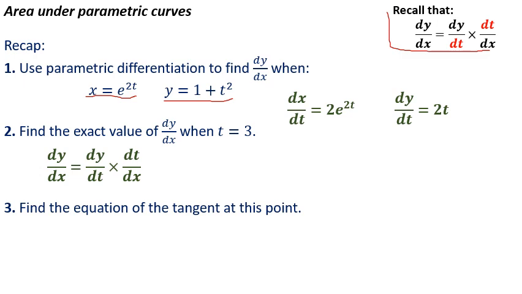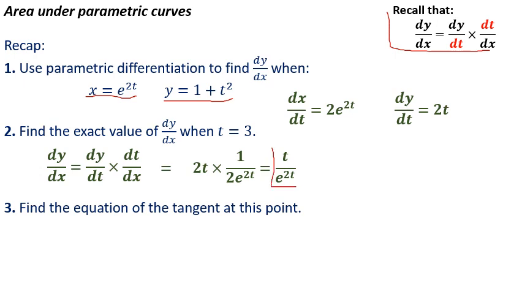Start by writing this out and double check. It's very common to make mistakes with this. Double check that you've got it right so that the dt's will cancel, and then you can write out your expression for dy by dt and your expression for dx by dt, and then flip that one over and multiply the two together, and you should get an expression for dy by dx in terms of t.